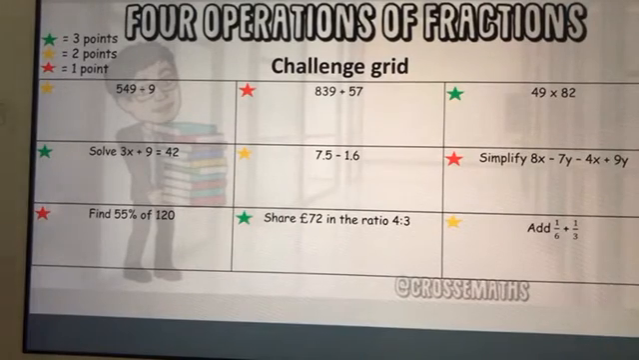Right guys, so very quickly I'm going to go through these. If you're still in the middle of one, that's okay. I'm just going to go through the ones that we haven't done so far.